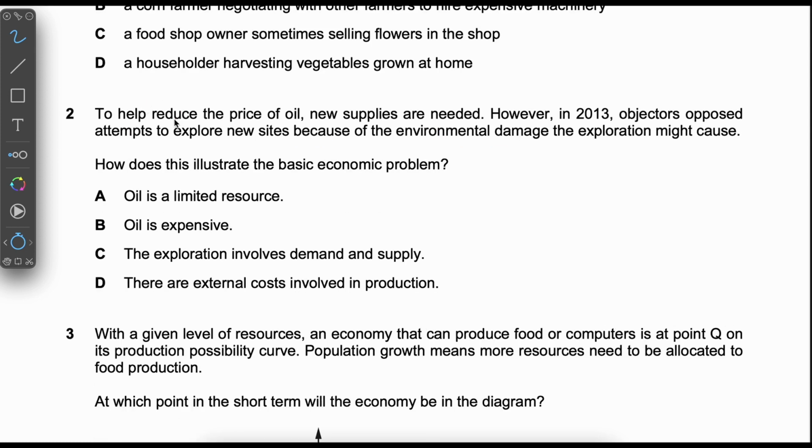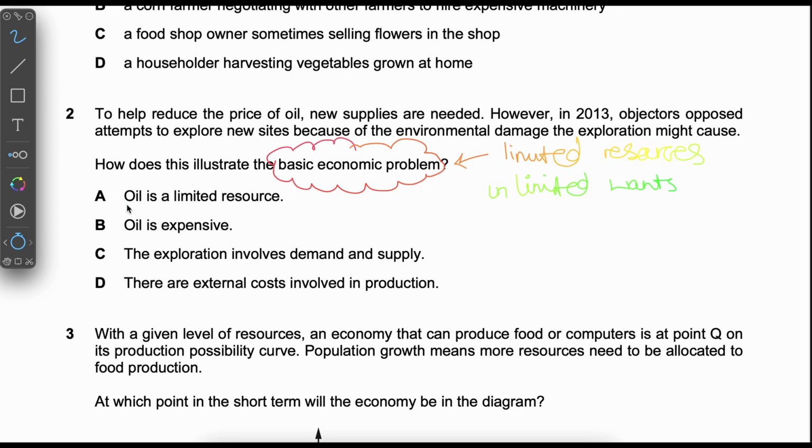Question 2. To help reduce the price of oil, new supplies are needed. However, in 2013, objectors opposed attempts to explore new sites because of the environmental damage the exploration might cause. How does this illustrate the basic economic problem? Okay, guys, when you see this, your mind needs to go straight to the fact that the basic economic problem is limited resources and unlimited wants.